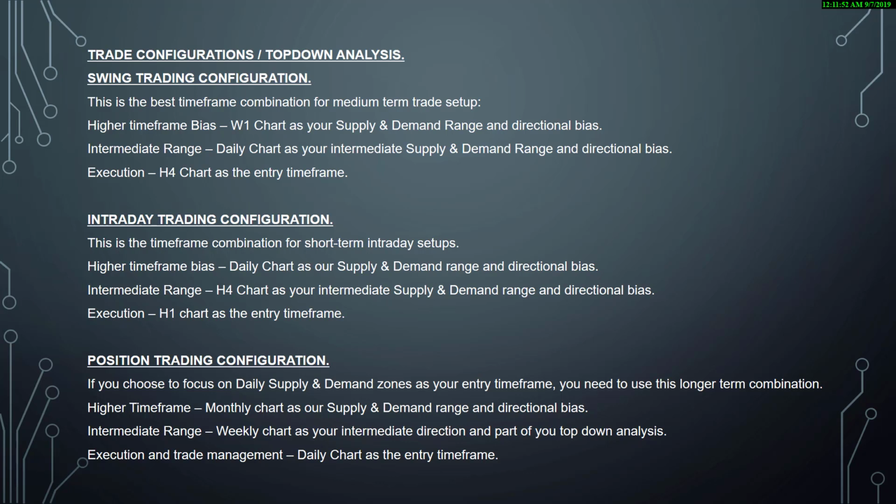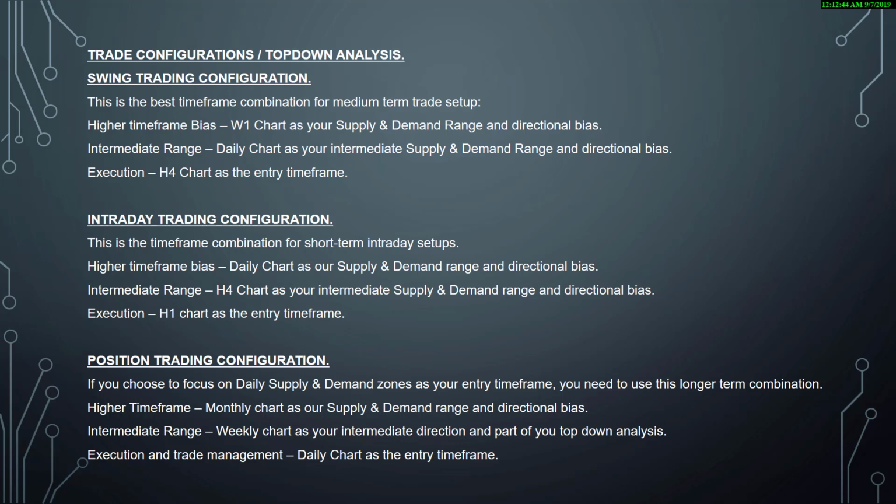Then we've got intraday trading configuration. This is the time frame combination for short-term intraday setups, right? Higher time frame bias on this configuration will be based on the daily chart. This is where your supply and demand range and bias will be based on. Your intermediate range is going to be on the H4 chart as your intermediate supply and demand range and trade directional bias. Your execution is going to be on an H1 chart. So this is where your entry points will be based on. So that means you need to be waiting for the H1 time frame to close, right?